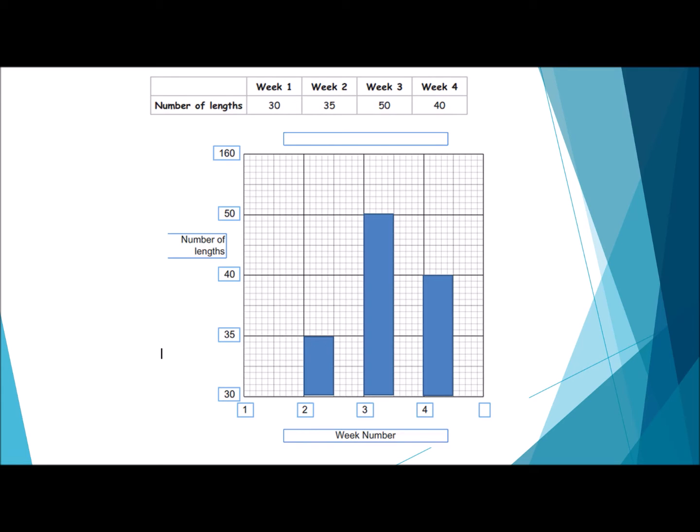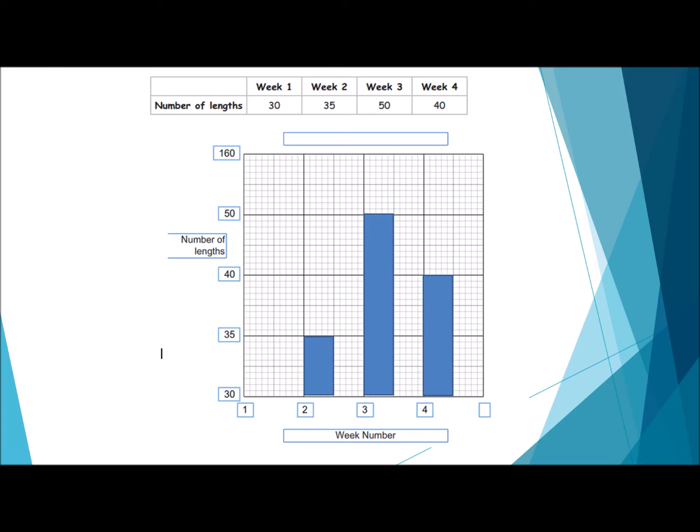So labels, well, it's got the number of lengths on, and it's got the week number on, but it doesn't have a title. Let's look at the linear scale. So 30, 35, 40, but then it goes to 50 and then 160. So this scale is not even. If your scale is not even, then it's not a good scale. You won't get any marks for it. So we're not doing too well so far.